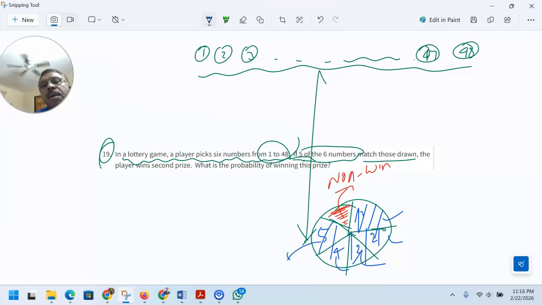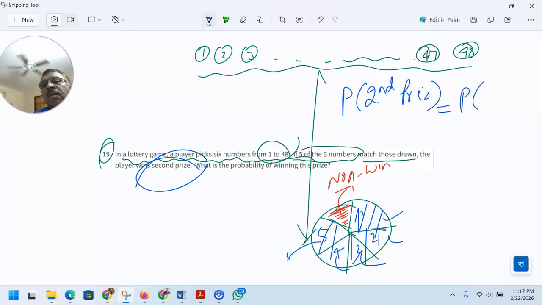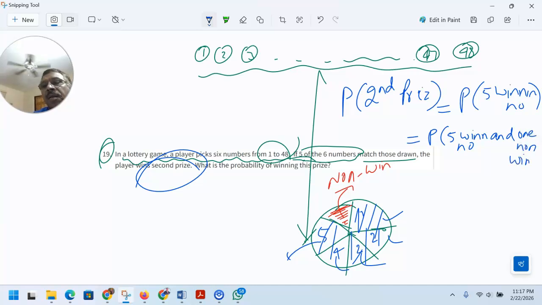So then when you talk about the probability of 5 matching numbers, you win the second prize because you have 5 numbers. So the probability of the second prize basically means you get 5 winning numbers and one non-winning number. So here there are two parts.